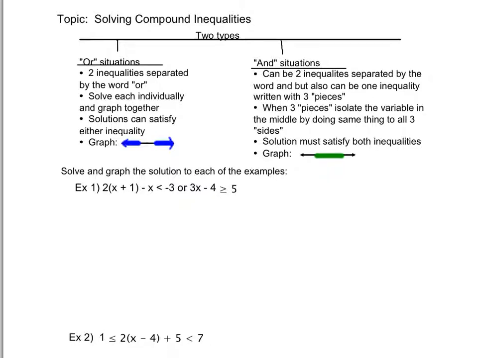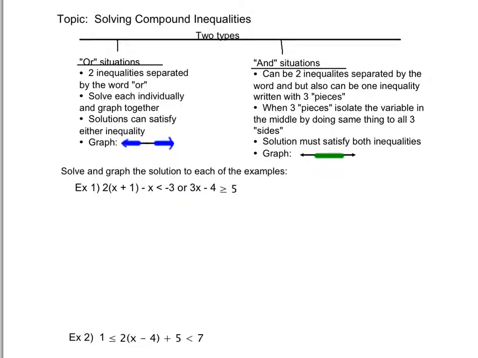With AND, we can have two inequalities separated by the word AND, but more likely we're going to have one inequality written with what I call three pieces. Essentially, you're going to have the expression in between two other numbers with inequalities. When we have the three pieces, instead of solving each piece individually, we're going to isolate the variable in the middle by going through our solving steps and making sure that if we do something to the middle, we also do it to the left and the right.